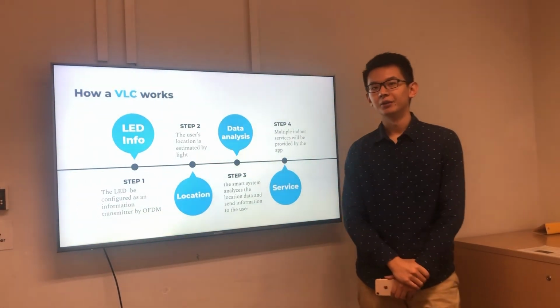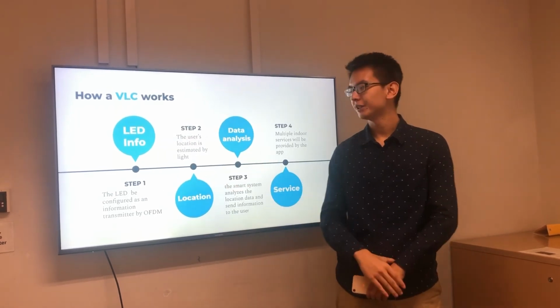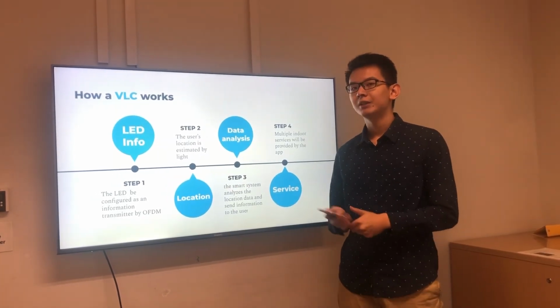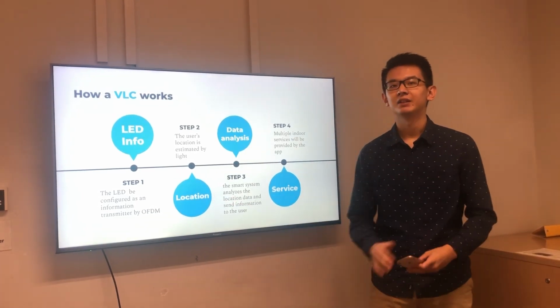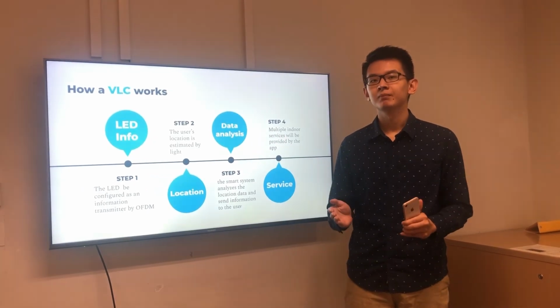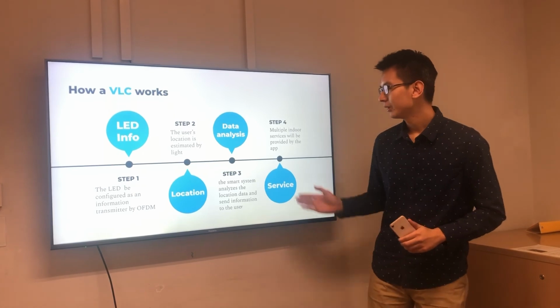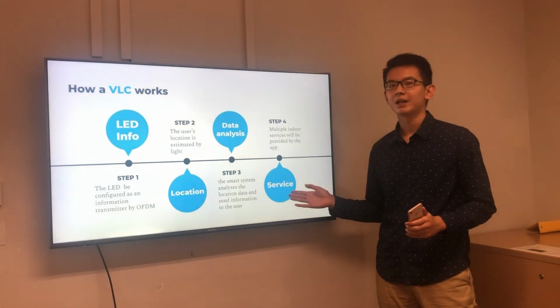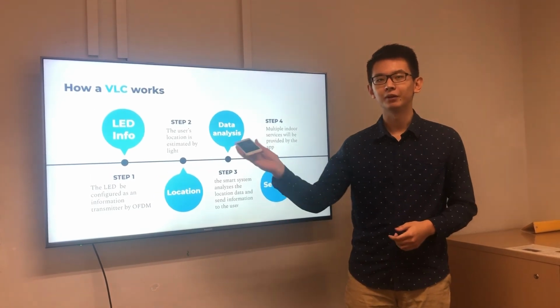Okay, let's do a review. First, the LED can be configured as a data transmitter, and when my phone camera detects the light, my location can be calculated. After this, the smart system will analyze the location data and actively send information to me. Multiple services will be provided by the app, and all I need to do is simply holding my phone.